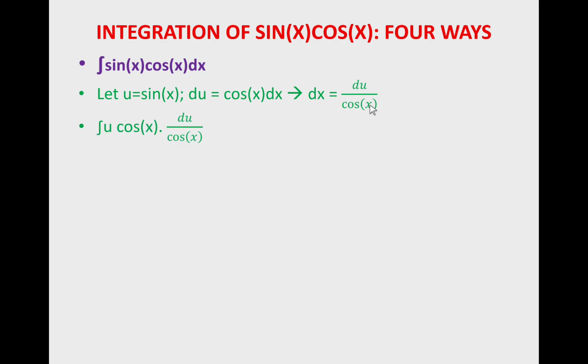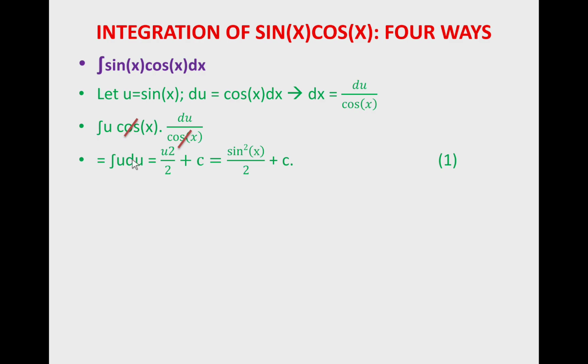Now we're ready to plug in. So the substitution will be, instead of sin x, we will use u because u is equal to sin x. Cosine x, we'll keep untouched. dx will be replaced by its value, which is du over cosine x. Now we realize that we have a common term in the numerator and denominator. Let's eliminate that common term, and that will help us reduce the problem into one that is simple to integrate, which is just the integration of u du.